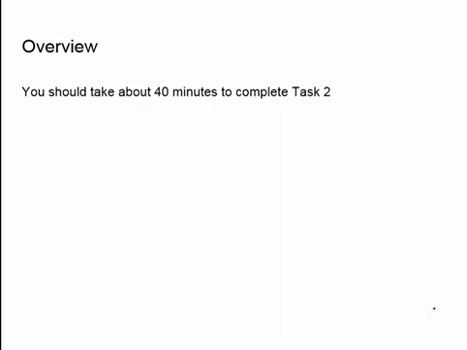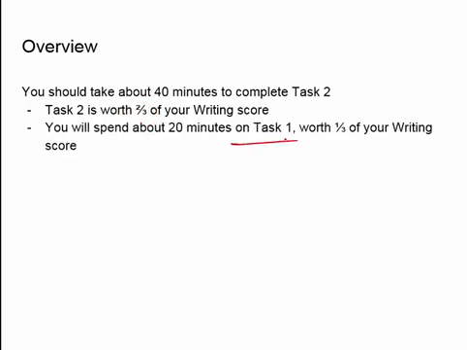So for Task 2, you should take about 40 minutes to complete. 40 minutes because Task 2 is worth 2/3 of your points for the writing paper, and you have only an hour to take the writing paper. So on Task 1, we recommend 20 minutes because it's only worth the remaining 1/3 of your points. Make sure you leave yourself a full 40 minutes for Task 2, just because it's worth more points and you really want to do well on this question.